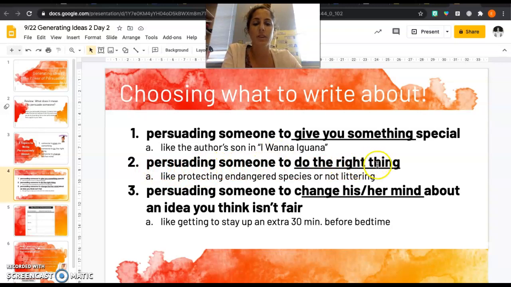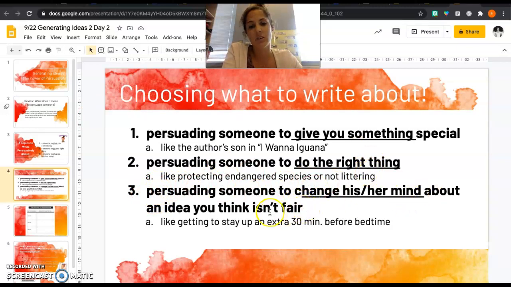Persuading someone to do the right thing. Is there something that I am super, super passionate about that I want to persuade my readers to change their mind about, to do the right thing? Maybe they haven't even been thinking about the topic that I'm so passionate about, like protecting endangered species or not littering. And then the third is persuading someone to actually change his or her mind about an idea you think isn't fair.